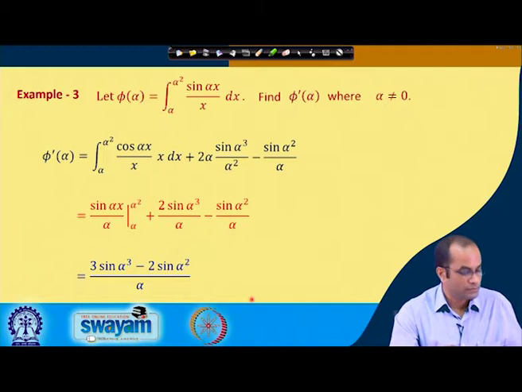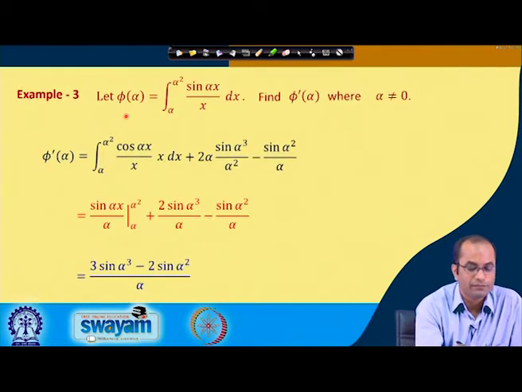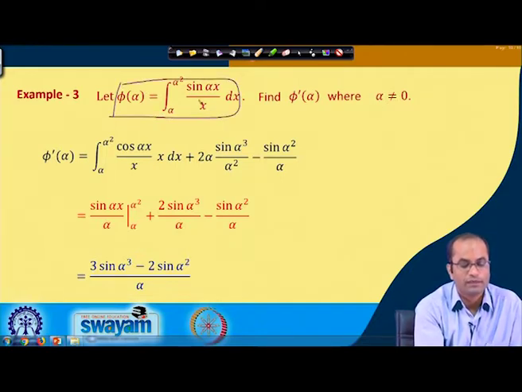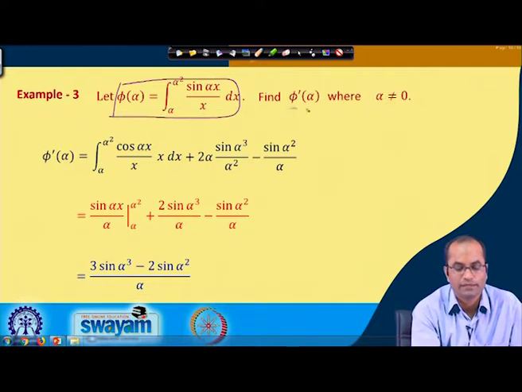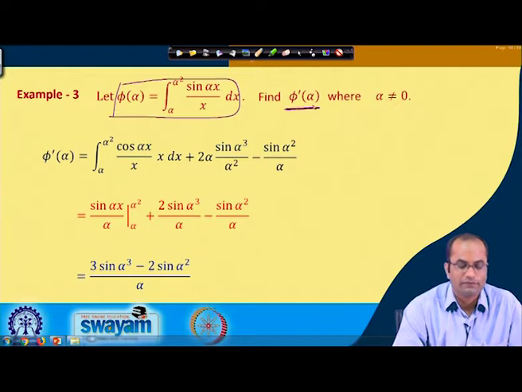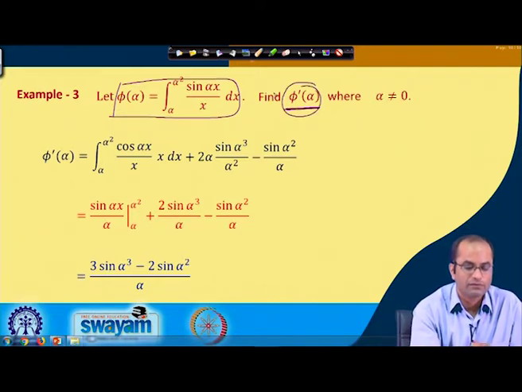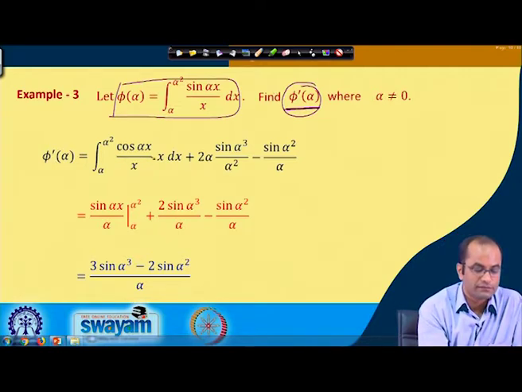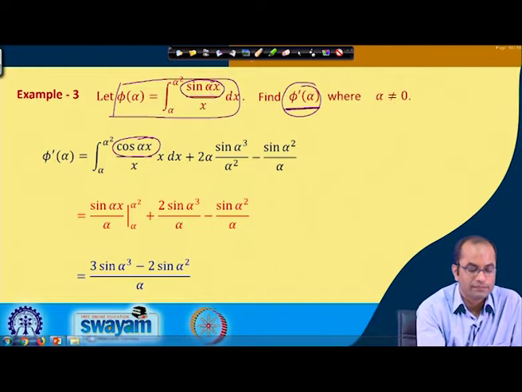So, the third example is again very simple. We have phi alpha equal to the integral from alpha to alpha square of sin alpha x over x dx, and we want to get this phi prime alpha where alpha is not 0. So, it is a direct application of differentiation under the integral sign. If we differentiate under the integral sign, naturally we will take the derivative of sin alpha x with respect to alpha. So, we will have cos alpha x, and the differentiation of alpha x with respect to alpha will give us x there, and then dx.